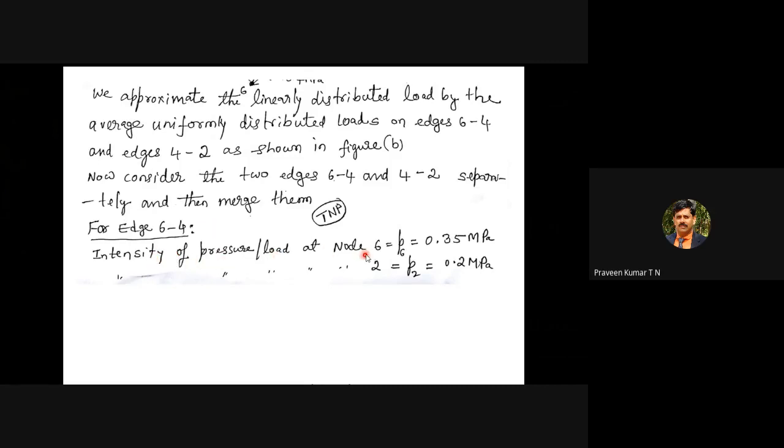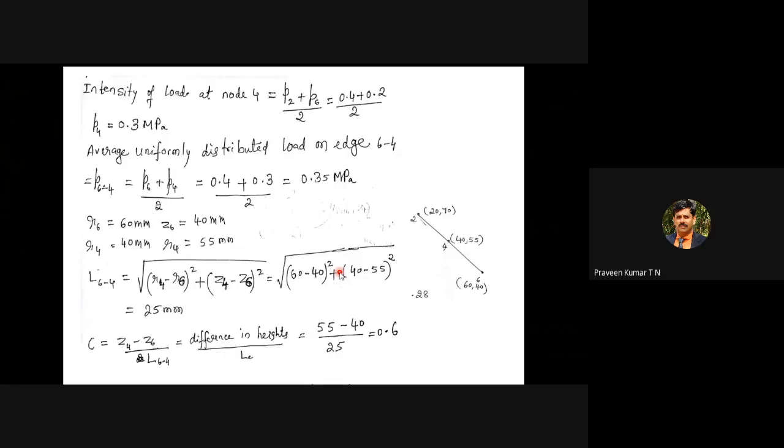The intensity of pressure at node 6 is given as 0.35 megapascal. The intensity of pressure, also referred to as load, at node 2 is 0.2 megapascal. Now, what is the load acting at nodal point 4? It is given by (P2 + P6)/2, the average force. At one point the load is 0.4 megapascal, at another point 0.2 megapascal. At the midpoint, node 4, the load is the average of the two, which comes to 0.3 megapascal.